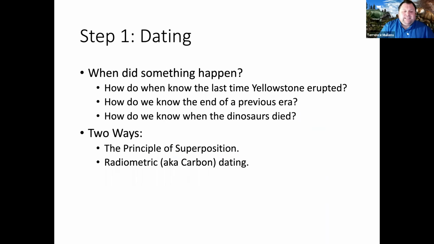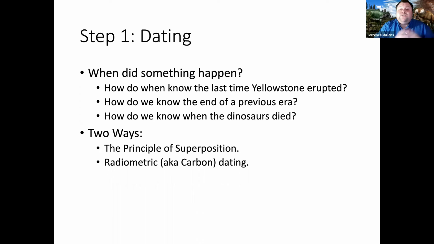Now, the good news is this is actually not super hard to do, but it's really useful for us to figure out things such as, when did the dinosaurs die? How do we know that Yellowstone erupts roughly every 700,000 years? How do we know the end of a previous era, when there's some kind of cataclysmic event, how do we know about that?